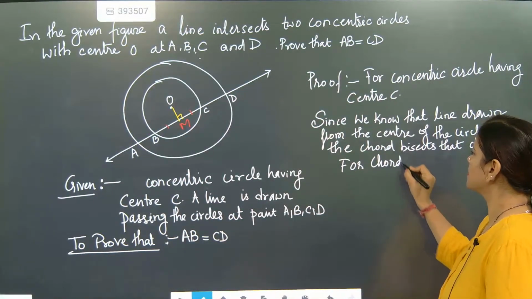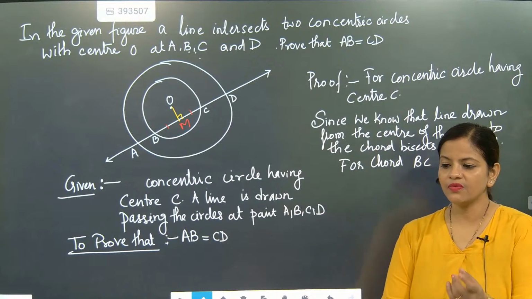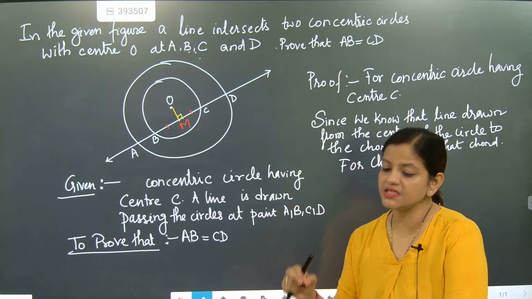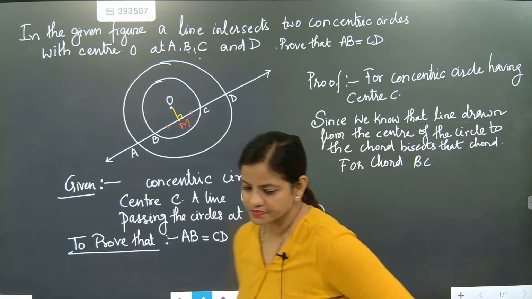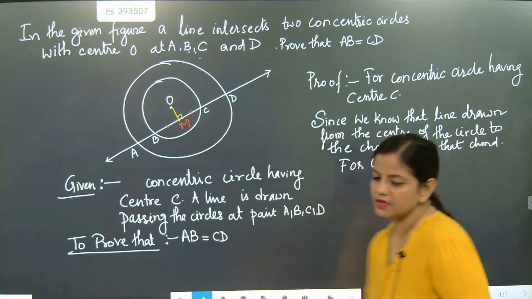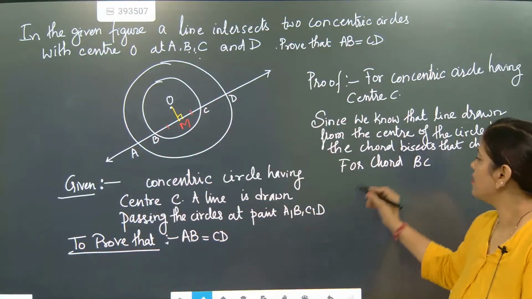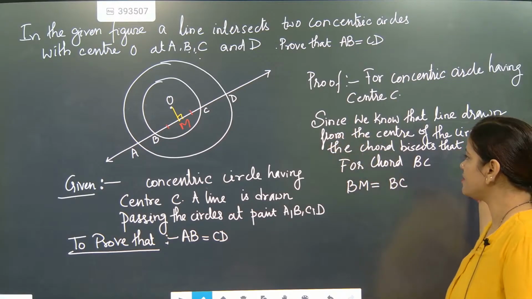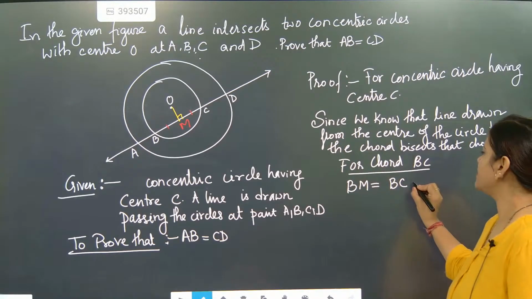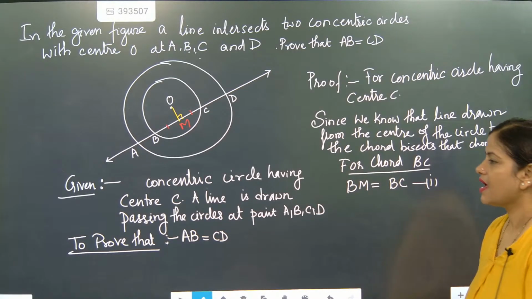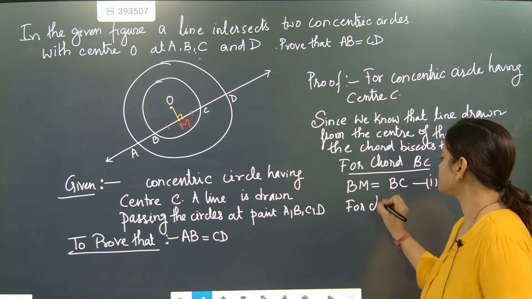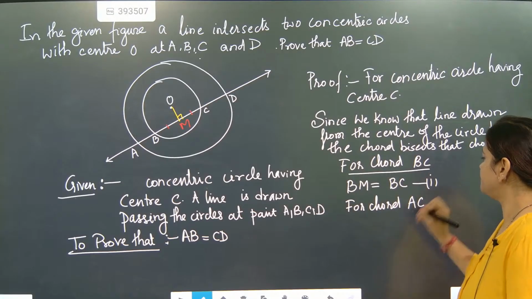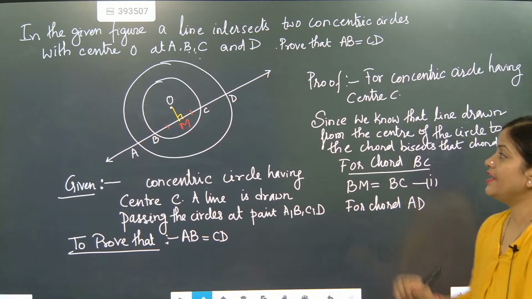Chord BC. For chord BC, what are we going to write? Say it. Tanisha, for chord BC, what are we going to write? Now look, for chord BC, we will write BM is equal to MC, because of this statement only. Understood? So this will become equation 1. And for the chord, which chord next? AD. For chord AD, what are you going to write?